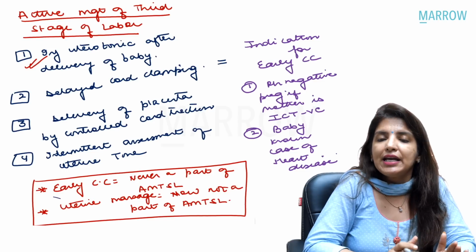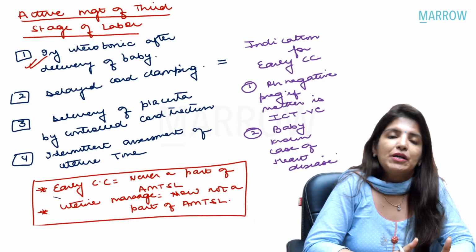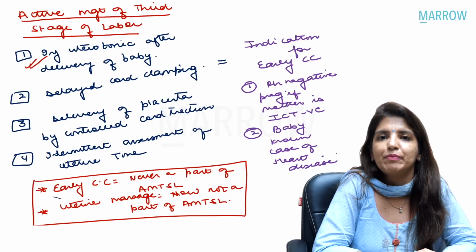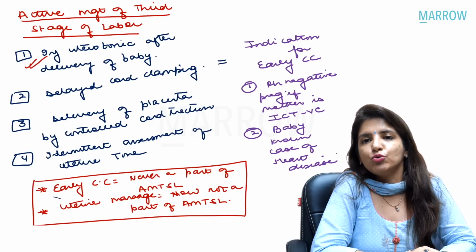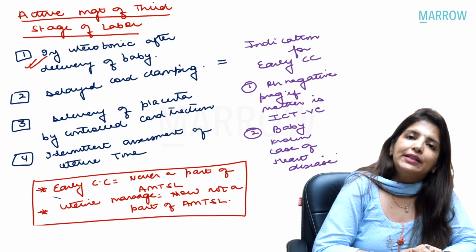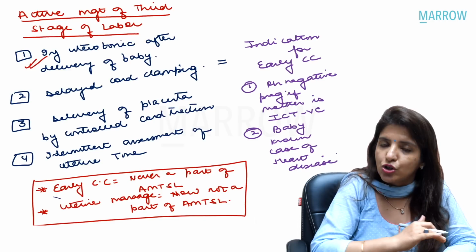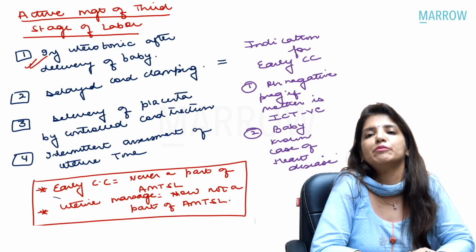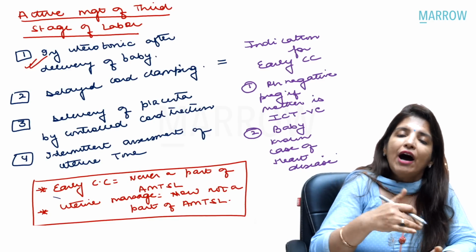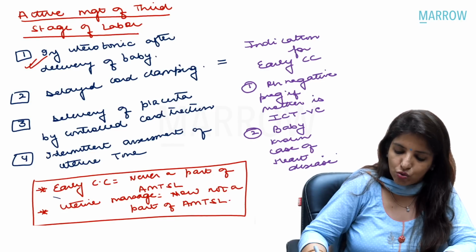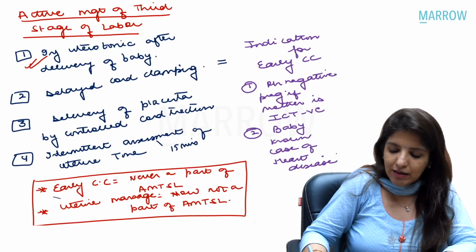Second step is delayed cord clamping. Third step is delivery of the placenta by controlled cord traction, and the fourth step is intermittent assessment of uterine tone. Please remember that earlier the fourth step was uterine massage, but now it is not uterine massage. Now it is intermittent assessment of uterine tone. After how many minutes are you going to assess the uterine tone? You are going to assess the uterine tone every 15 minutes.